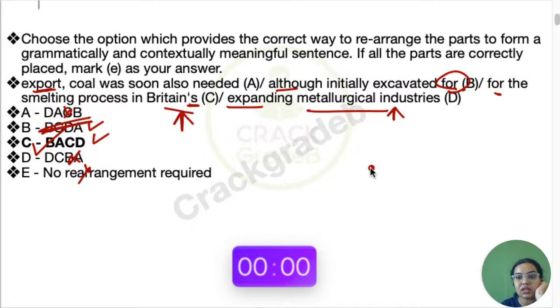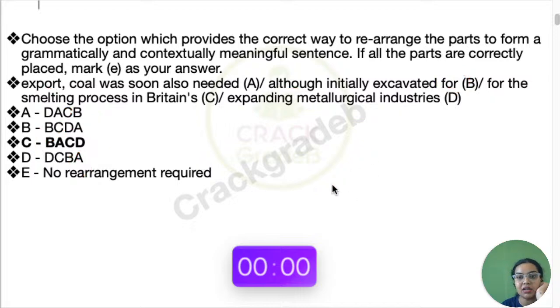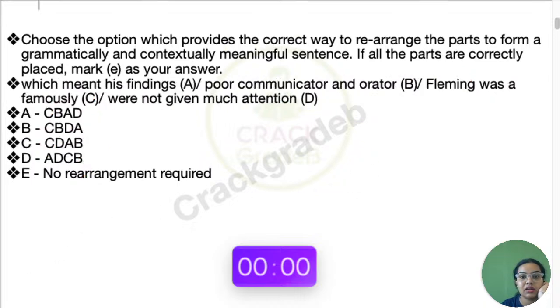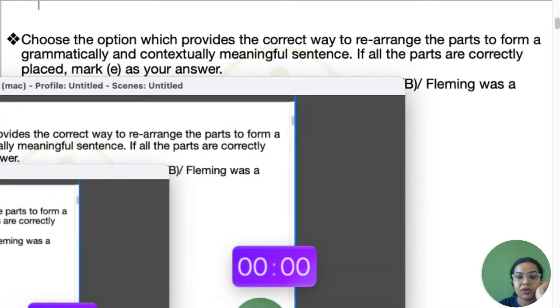Is my voice not fine? Can you please confirm? Is my audio okay? Is my audio okay?